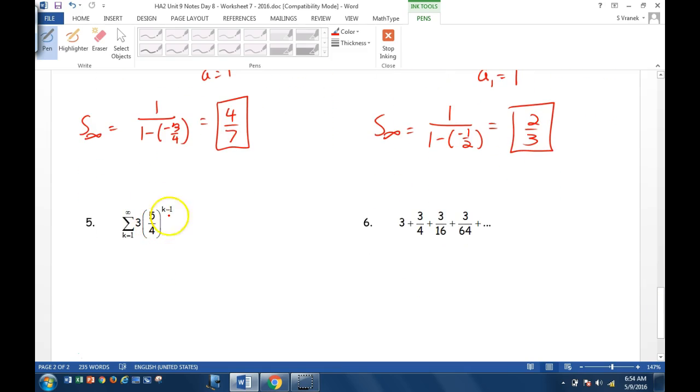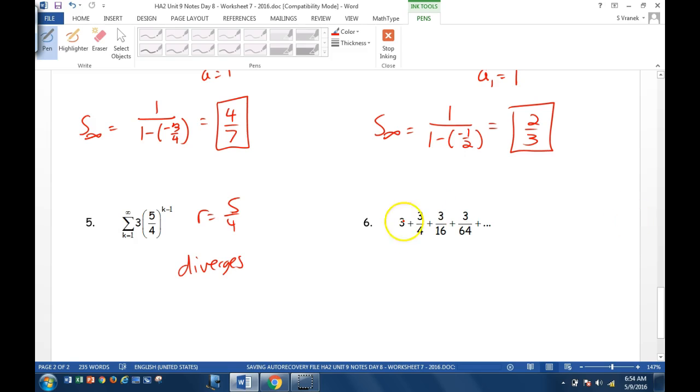This one here, you look at r. r is equal to 5/4, because that's what you're multiplying by each time. That's bigger than 1. This diverges. If you're not sure, write out a couple terms and notice if they're getting bigger, then you can't do it. If they're getting smaller, you're good.